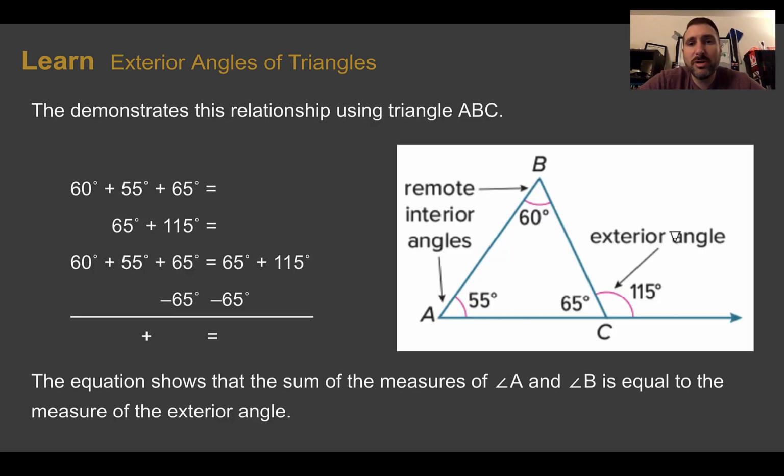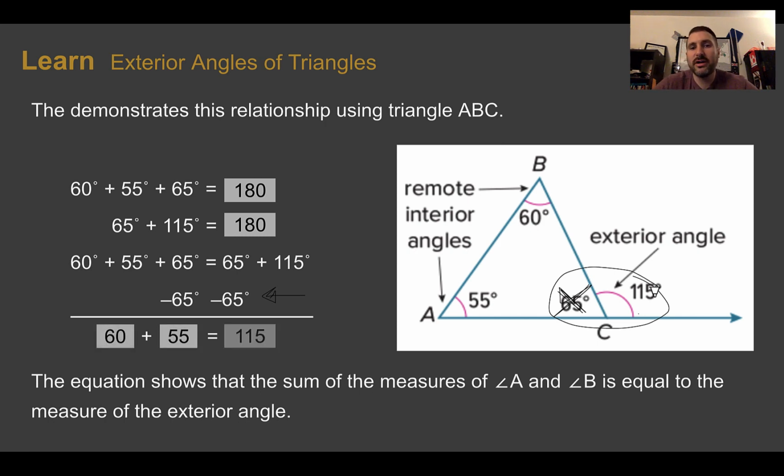We can see the relationship using the example shown. So interior, we have 60 plus 55 plus 65. We know those 3, because they're all interior, add to 180. We also know down here, 65 and 115 also equal 180. What this is trying to show is that the 3 angles that are inside equal those 2 angles outside. And if we get rid of the angle that's inside, we can see that the exterior angle and its 2 remote interior angles are equal. So exterior angle 115, 60 plus 55 is also 115. The sum of the remote interior angles is going to be equal to the exterior angle.